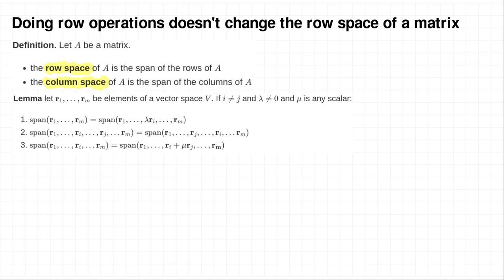The result we're interested in proving is that when you do row operations to a matrix, you don't change the span of the rows of that matrix. In other words, if you have a matrix A, and if you have another matrix which is obtained from A by doing a row operation, let's call the new matrix B, then the row space for A is equal to the row space for B.